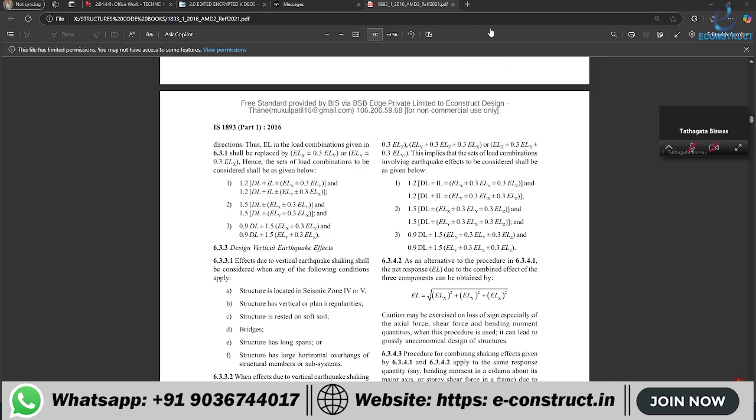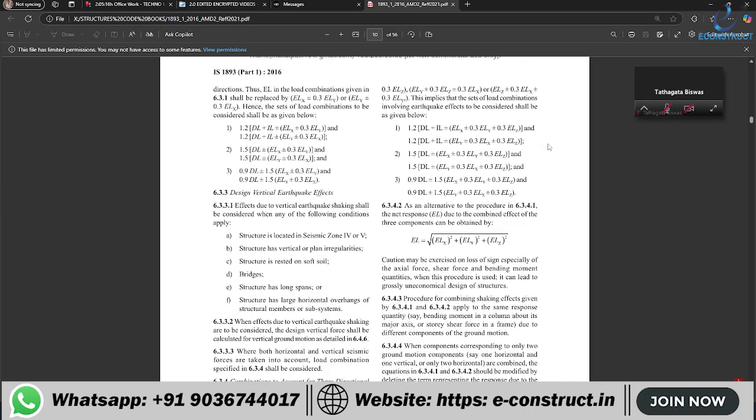Thus, EL in the load combinations given in 6.3.1 shall be replaced by ELX plus or minus 0.3 ELY or ELY plus or minus 0.3 ELX. Correct. Hence, the sets of load combinations to be considered shall be as given below. So already we have discussed this. What we need to do is basically multiply the existing factor with 30%. Okay. Yeah, proceed.